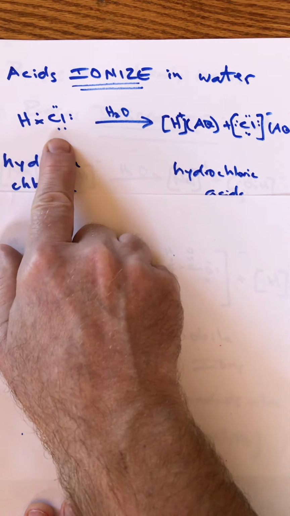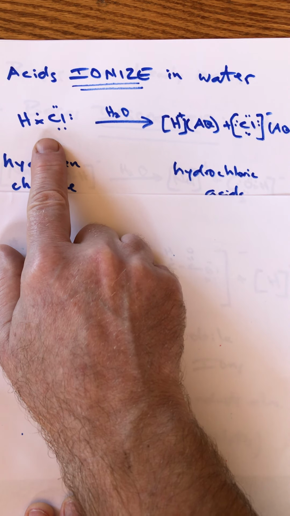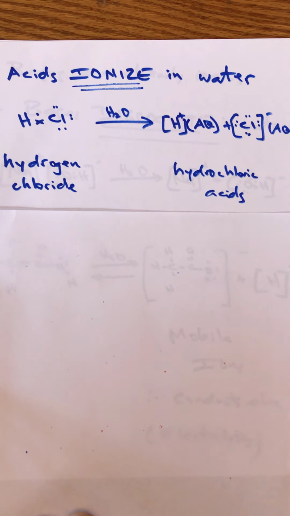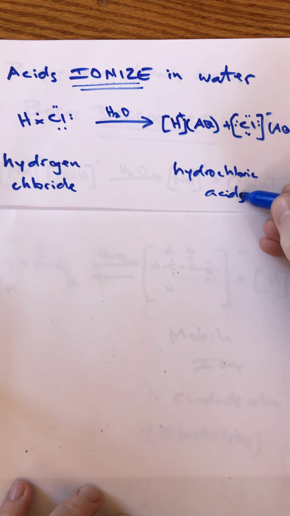It's appropriate to call this hydrogen chloride when it's pure. But if it's in water, they call it hydrochloric acid. I don't know why I pluralized that, but we'll get rid of that.